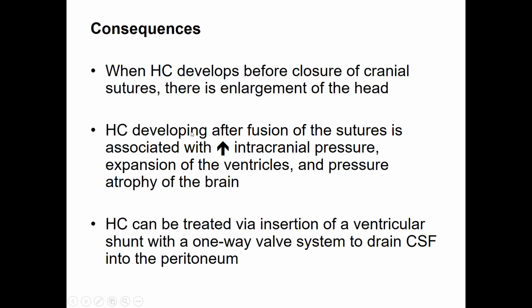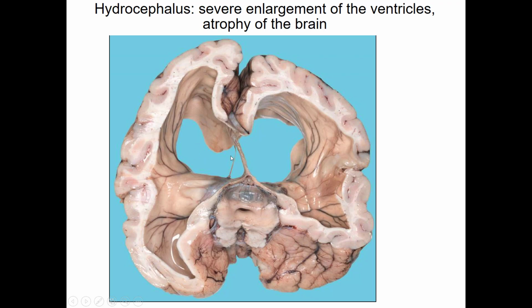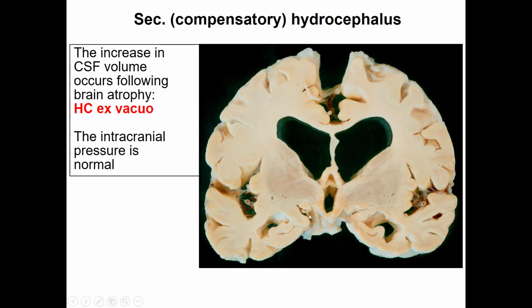When the hydrocephalus develops after fusion of the sutures, it is associated with intracranial pressure increase, expansion of the ventricles, and pressure atrophy of the brain. Here is a characteristic feature of this pressure atrophy of the brain: the hugely dilated ventricular system, including the third ventricle and the aqueduct, and especially the white matter, but to some extent also the gray matter, is very, very atrophic, and the ventricular system is hugely dilated in a very severe case of hydrocephalus.